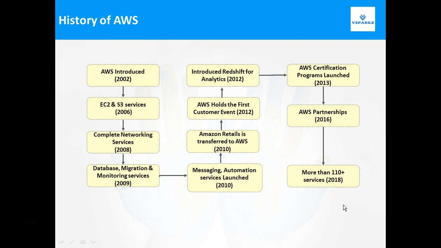In the year 2012, AWS held the first customer event. In the year 2012, it introduced Redshift for analytics. Redshift is the native data warehouse solution provided by AWS. In the year 2013, it launched the certification programs. In 2016, it introduced the partnership programs. So from the year 2018, AWS has around 110 plus services available with itself.